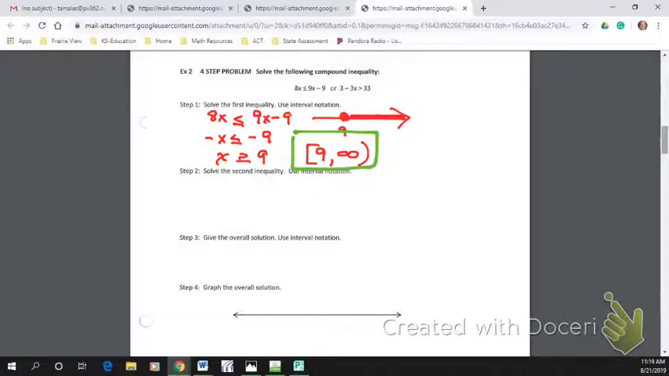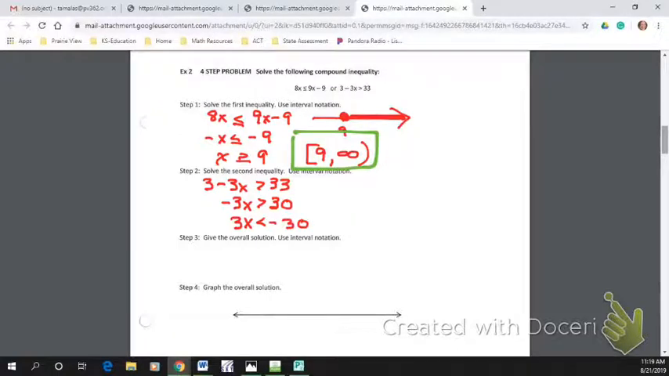So my second inequality is 3 minus 3x is greater than 33. Okay, so how am I going to get x by itself here? Subtract a 3 from both sides. So if I subtract a 3 from both sides, I get 30. Okay, now once again, I don't want x to be negative. I want x to be positive. So you can do this in 1 step or 2 steps. I don't care which. I'll do it in 2 to be thorough for your notes. I'm going to start by just changing the signs and flipping the inequality.